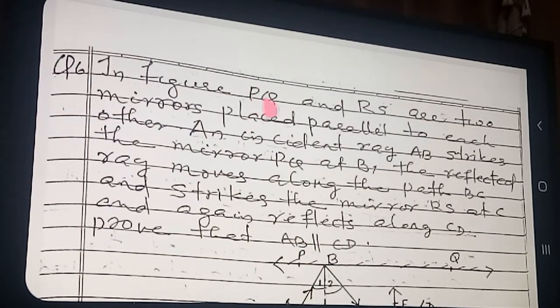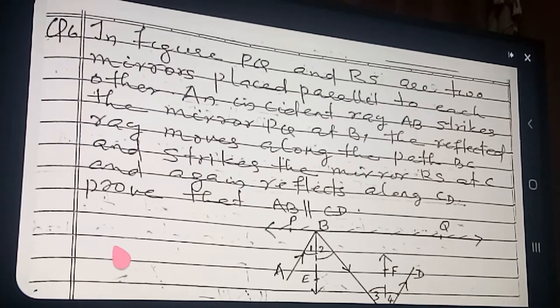In question number 6, in the figure, PQ and RS are two mirrors placed parallel to each other. Okay? And next point, listen. An incident ray AB strikes the mirror PQ at B. The reflected ray moves along the path BC and strikes the mirror RS at C and again reflects along CD. Prove that AB is parallel to CD.